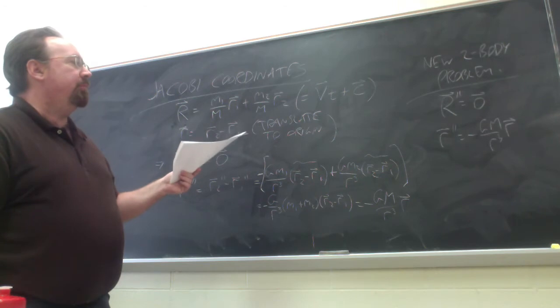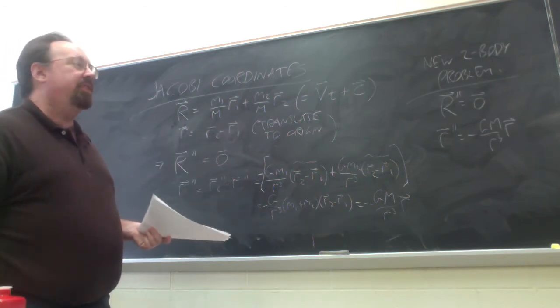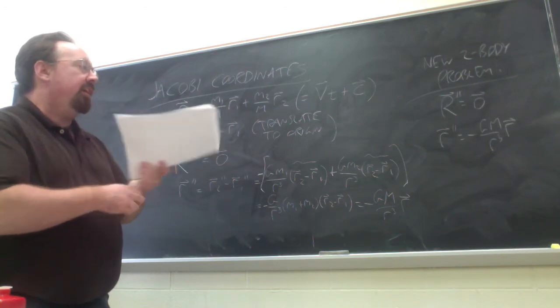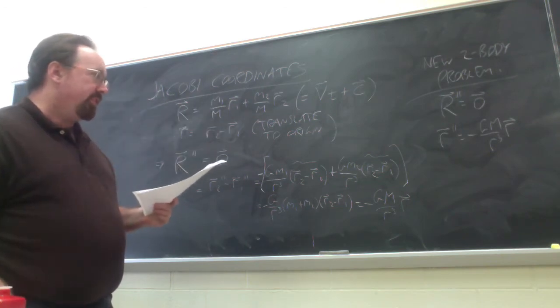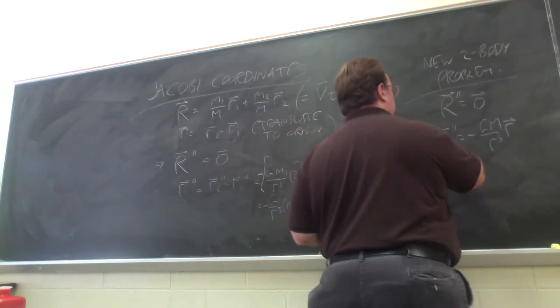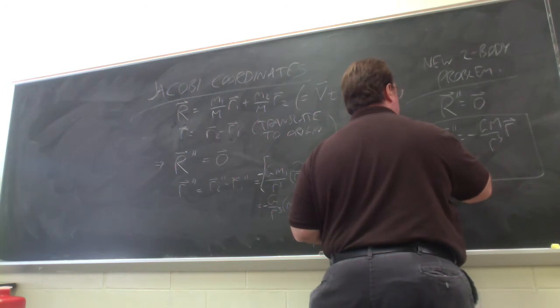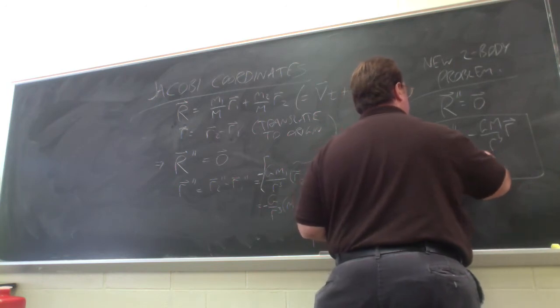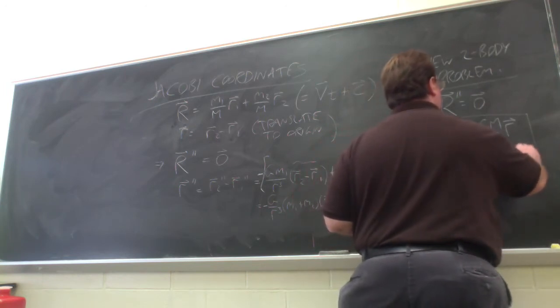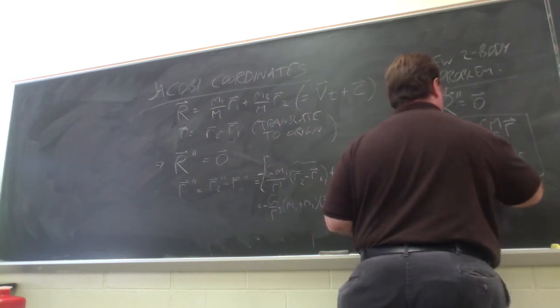Now, the first problem for big R double prime, we've already solved that. Its solution is a linear function of time. So it's the motion of the center of mass of the system. This problem right here is what we're going to spend more time on now. And this is an example of what's known as a central force problem.